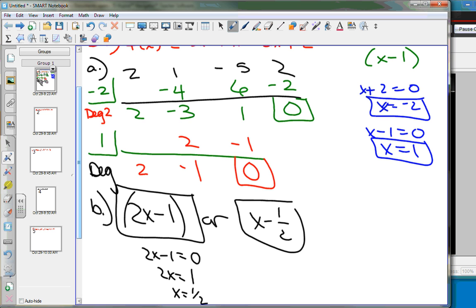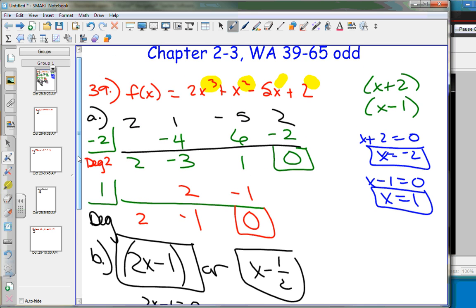Letter B says it's a factor. Whenever it asks for a factor, it's what they gave us. These were factors, x plus 2 times x minus 1, which means 2x minus 1, or x minus 1/2, is your last factor. How many factors am I looking for? You're looking for as many factors as your highest exponent. My highest exponent is 3, so I'm looking for 3 factors. Two were given, and my last one was x minus 1/2.